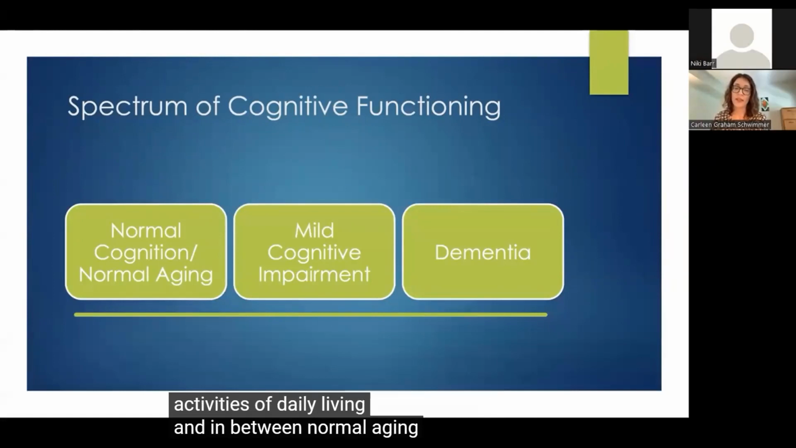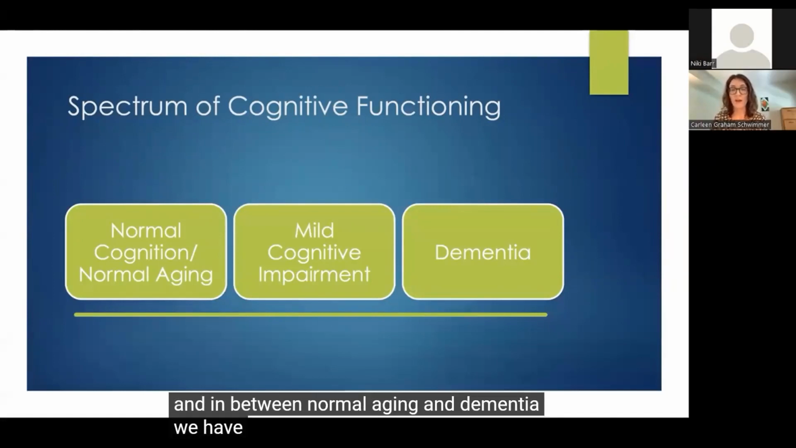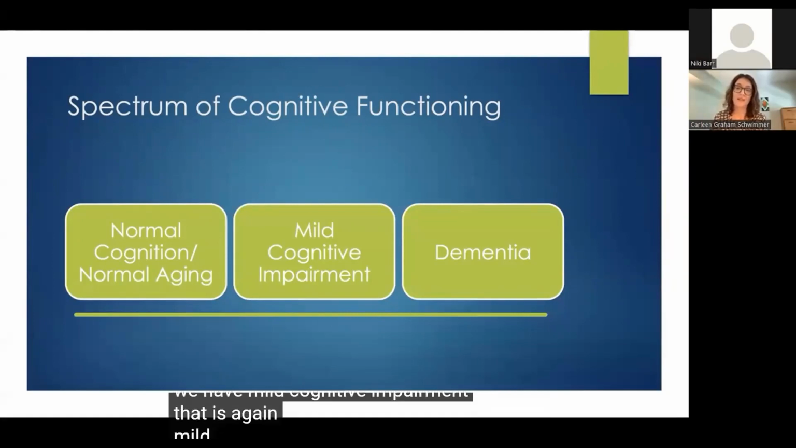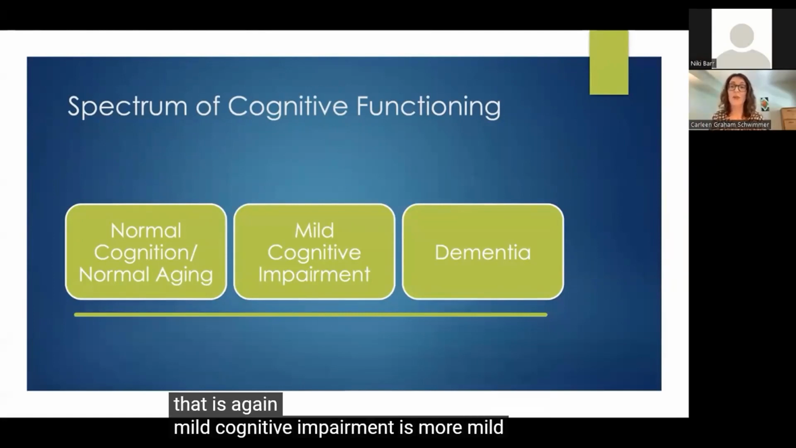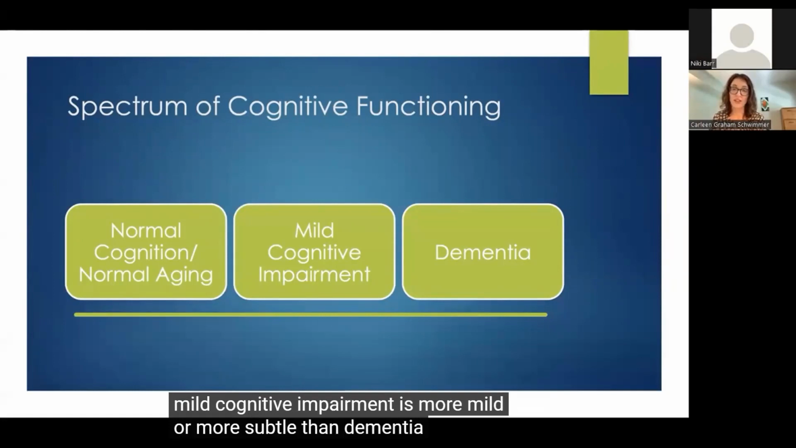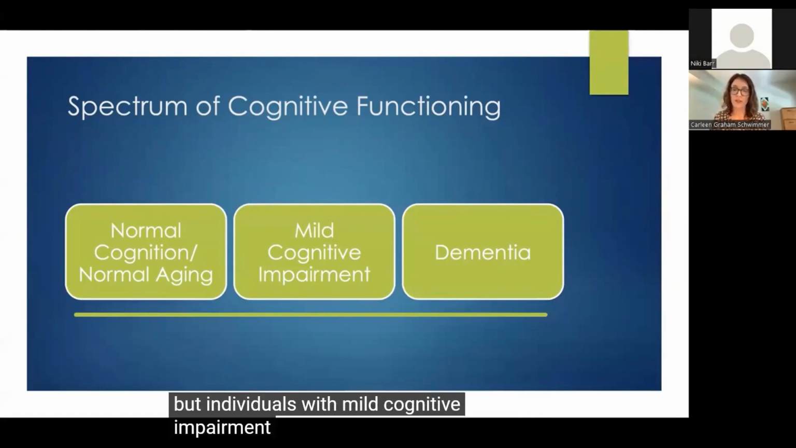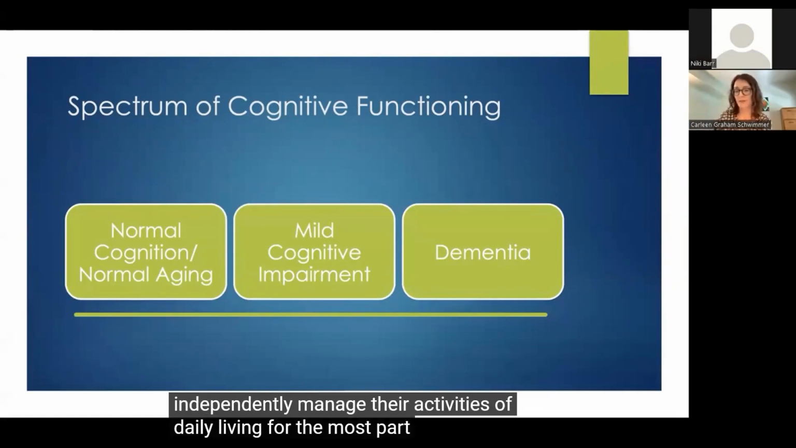And in between normal aging and dementia, we have mild cognitive impairment. That is, again, mild cognitive impairment is more mild or more subtle than dementia. There are some cognitive impairments, but individuals with mild cognitive impairment are generally still able to independently manage their activities of daily living for the most part.